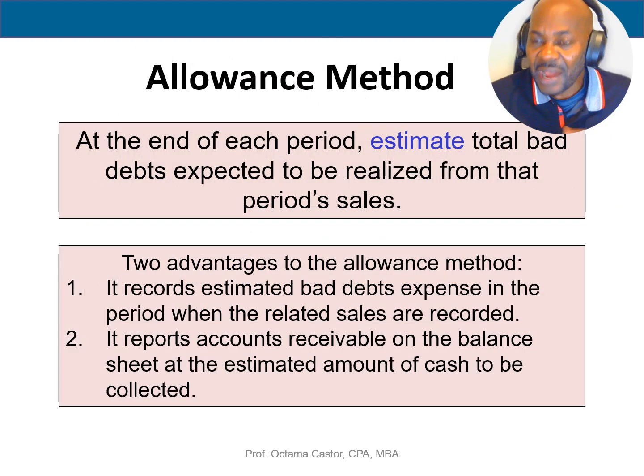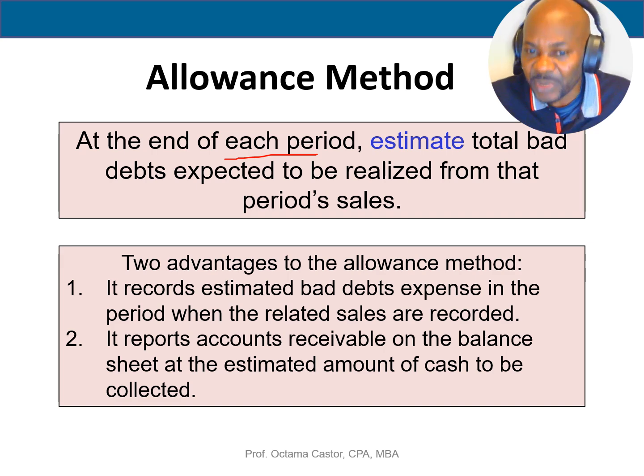Now, the allowance method, that is the second method of writing off an account receivable. The allowance method is different from the direct method. At the end of each period, a company estimates total bad debt expense to be realized from that period's sales, and they record that amount to bad debt expense.